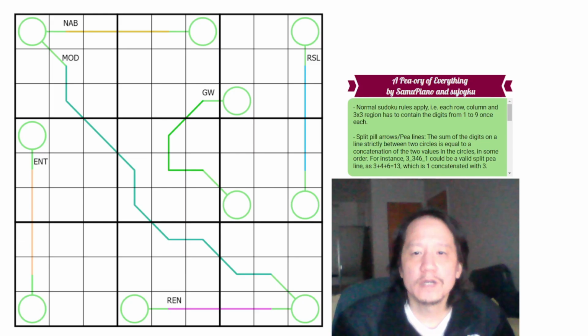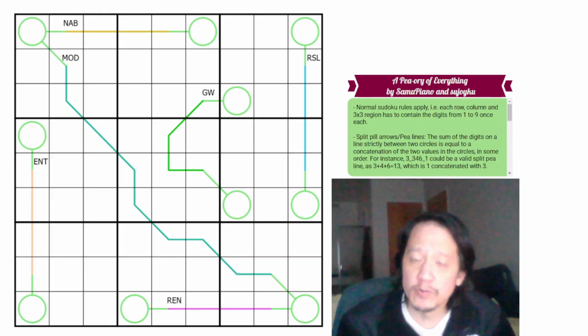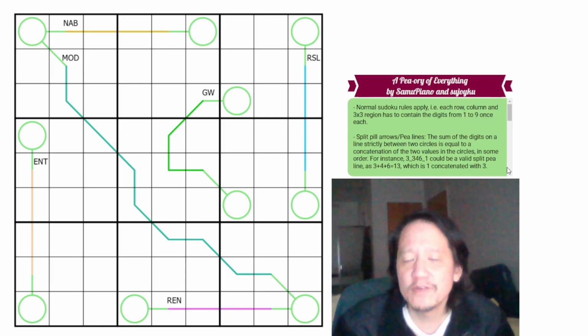Hello everyone, I'm Frank, and welcome to Frank Puzzles, and this is today's challenging level puzzle, and it's called A Pea-ory of Everything by Samu Piano and Sudoku. And here are the rules.